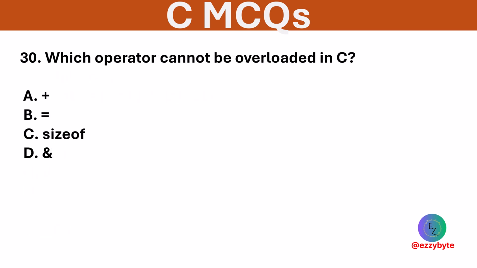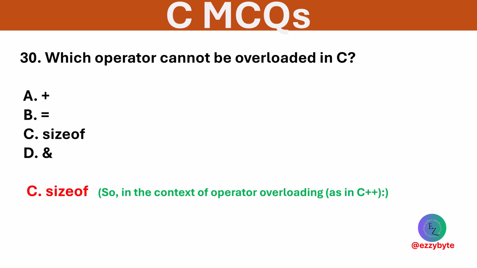Which operator cannot be overloaded in C? Options are plus, equals, size of and ampersand. Option C is correct. C does not support operator overloading. Size of is a compile time operator and cannot be overloaded.